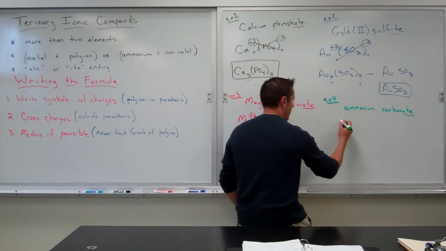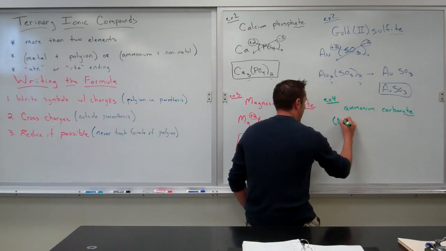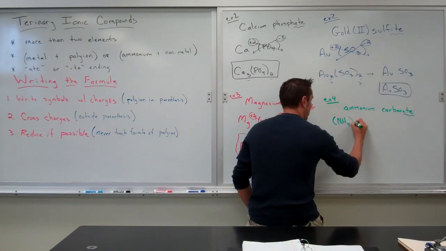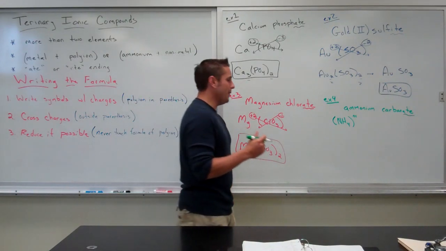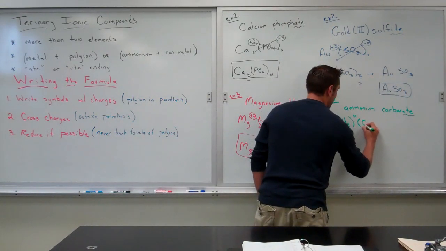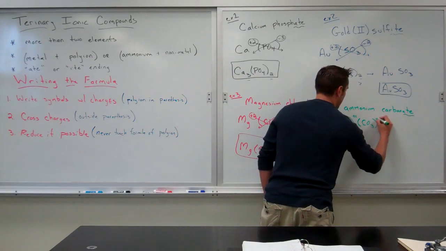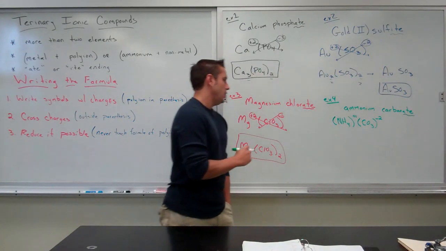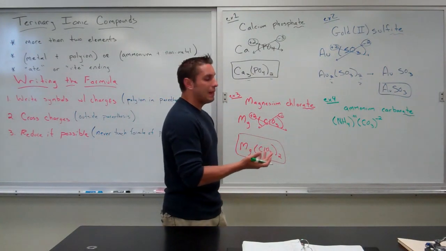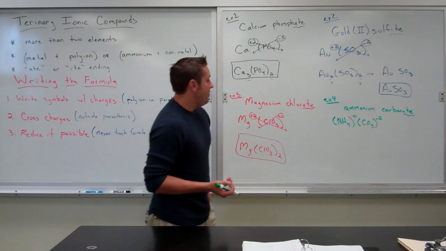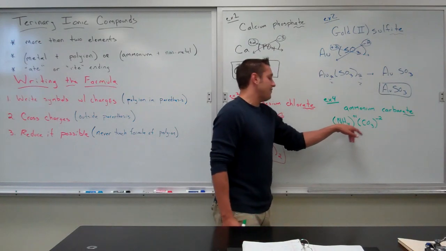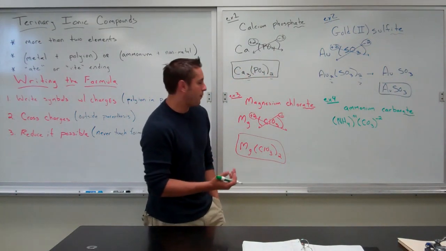So ammonium is NH4 plus 1. Carbonate is CO3 negative 2. So you'd have to look up those on your polyion sheet for now, but later on you'll know them. And now the only difference is we just have two things in parentheses for when we cross down.